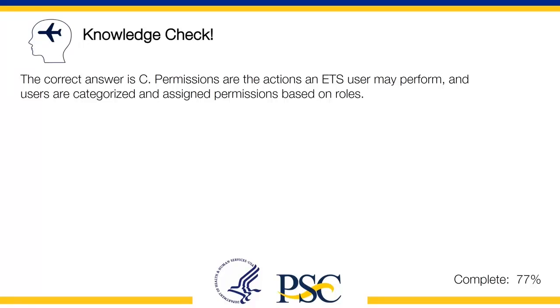The correct answer is C. Permissions are the actions an ETS user may perform, and users are categorized and assigned permissions based on roles.